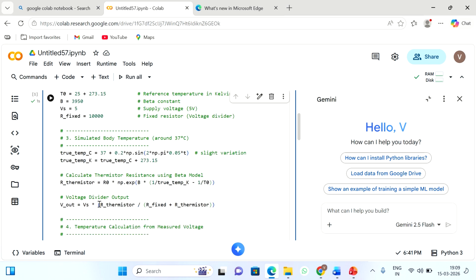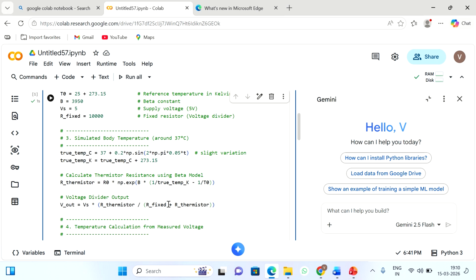So next one, calculate thermistor resistance using the beta model. In this code, R underscore thermistor is equal to R naught into np dot exp of B into (1 by true underscore temperature underscore Kelvin minus 1 by T naught). So how we will write this expression? R thermistor equals R naught into e power B into (1 by T minus 1 by T naught). Normally T is in Kelvin, that we know.